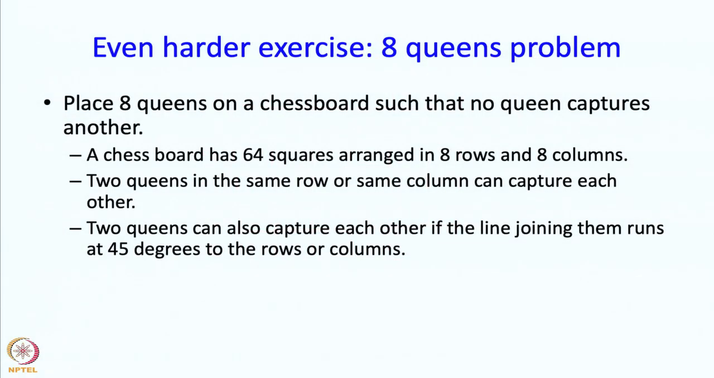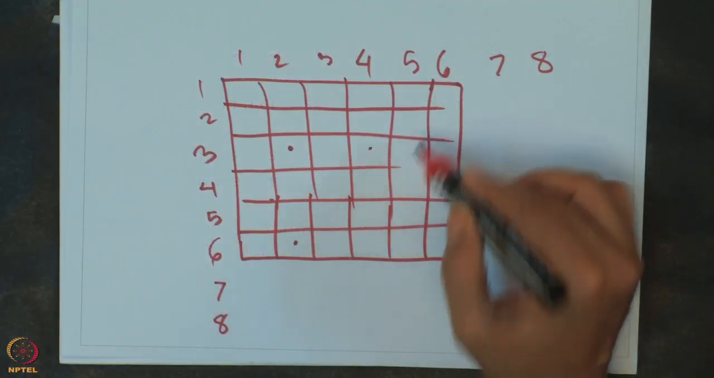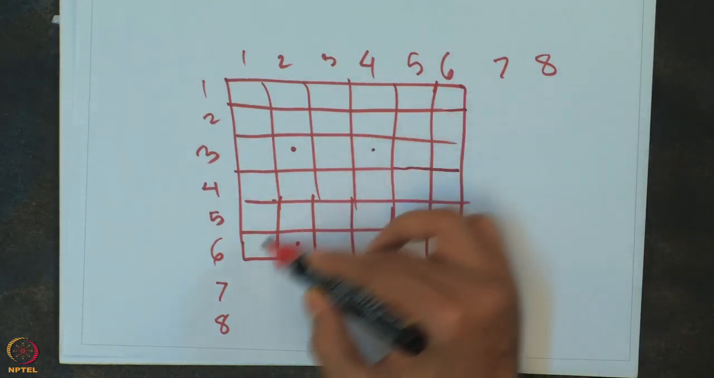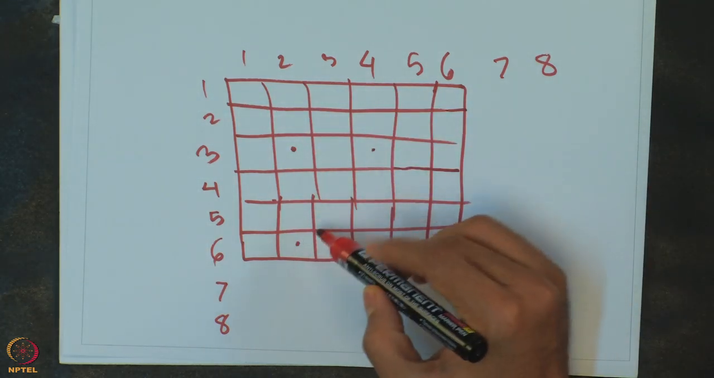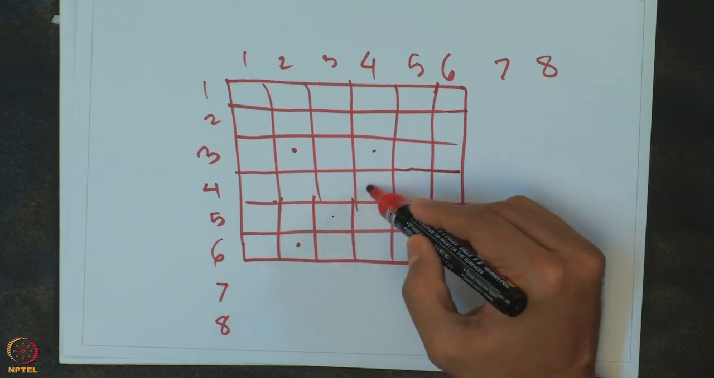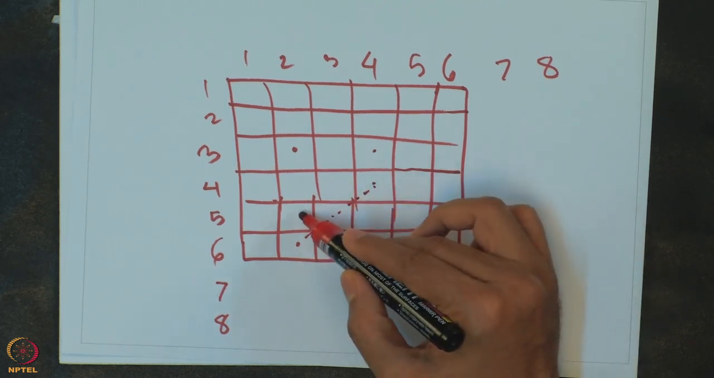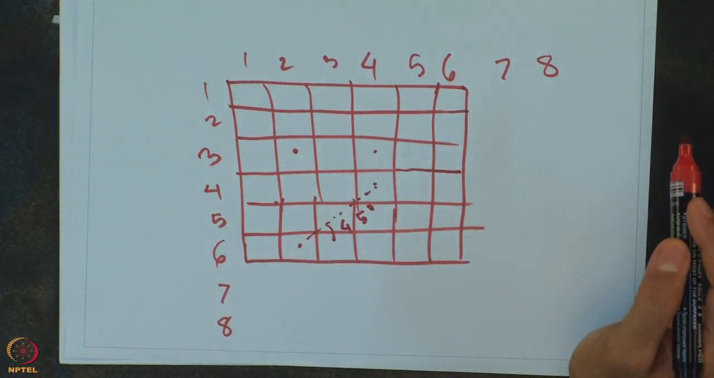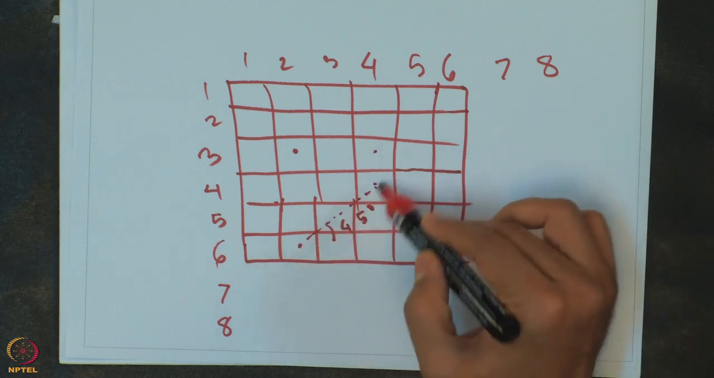But this is not the only way queens capture each other. So queens capture each other even if they are in the same diagonal, or since the notion of diagonal only refers to the principal diagonal, which is from corner to corner, we can say the same thing in a different manner. So suppose there are two queens, and if you draw the line joining them, then this line is at 45 degrees angle with respect to the rows and the columns. Okay? So even then they can capture each other. So this is also not allowed.